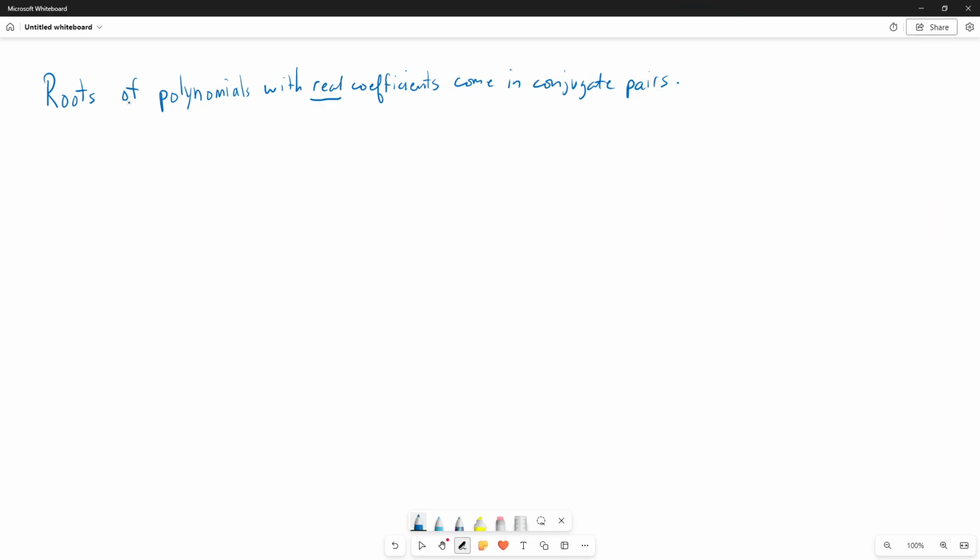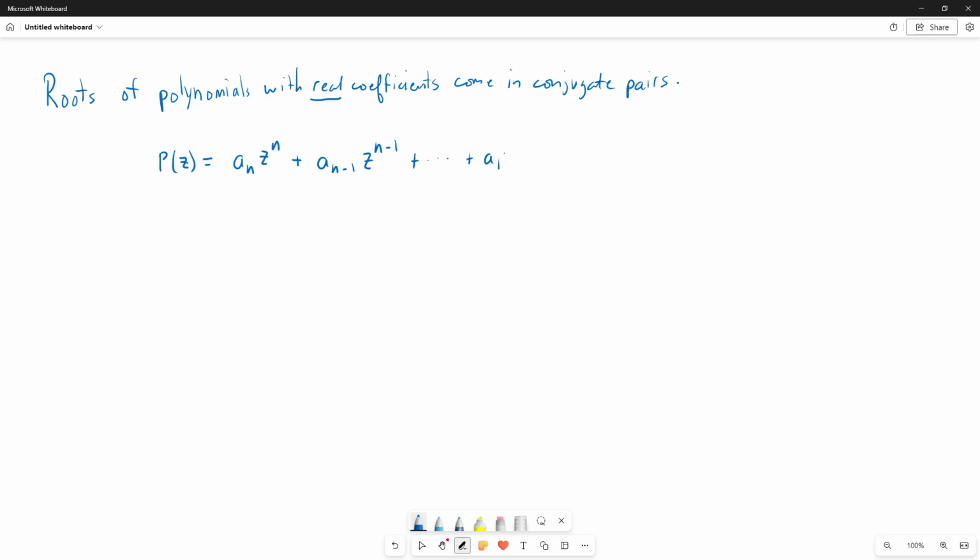We will demonstrate that roots of polynomials with real coefficients come in conjugate pairs. So we will let P of z be a complex polynomial with real coefficients. So it will have some degree, so say n. So the first term is a sub n times z to the n. And then the second term we'll call a sub n minus 1, z to the n minus 1, etc.